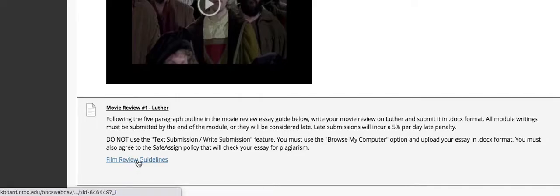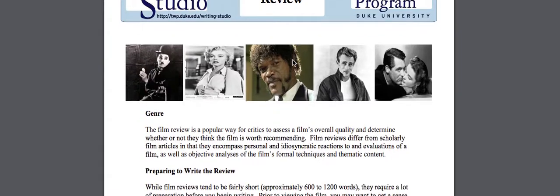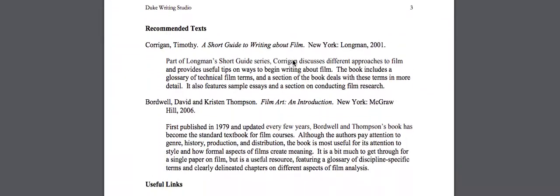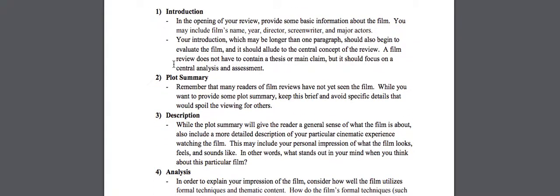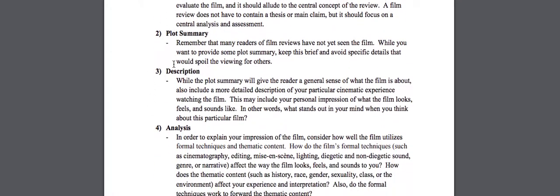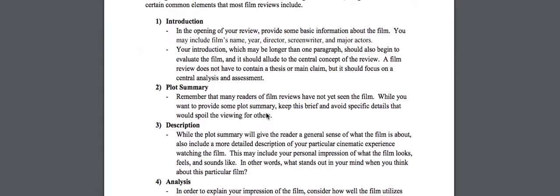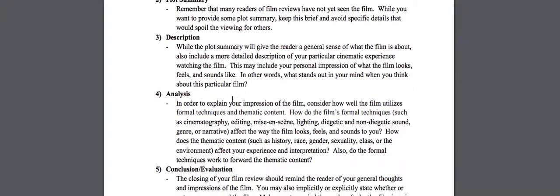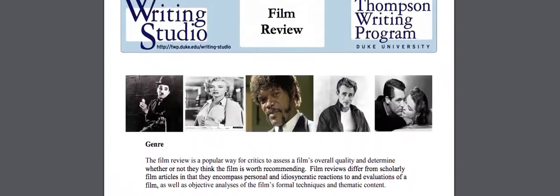So if you open these guidelines here, you will find this handy dandy Duke University guide that I've borrowed because it's excellent and gives you a lot of great tips. Your movie reviews are going to follow this five-paragraph outline: introduction, plot summary and description, analysis, conclusion, and evaluation. Whatever it says you should include in each of those points, that's what you should be talking about in your film review, your movie review.